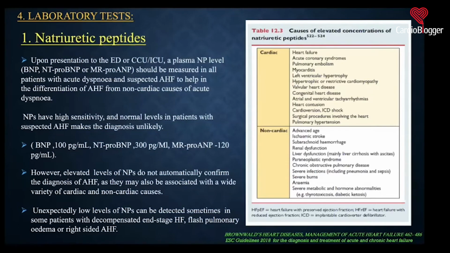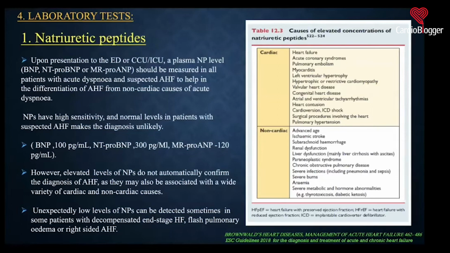However, you should know that there are other non-cardiac causes of raised NT-proBNP, like advanced age, ischemic stroke or subarachnoid hemorrhage. In patients with CKD or AKI also, you can have high NT-proBNP. Liver diseases or COPD can have high NT-proBNP. Anemia itself can have. However, you should remember that there are very few causes of lower NT-proBNP, like females and patients with obesity tend to have a lower NT-proBNP value than the normal ones.